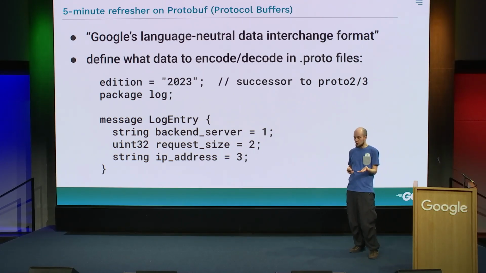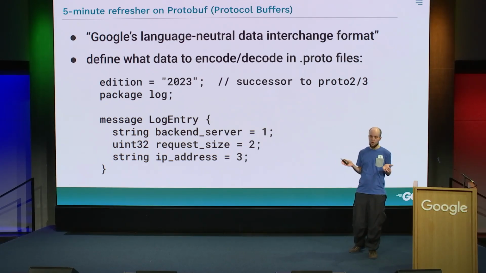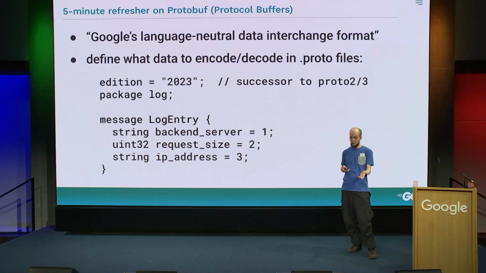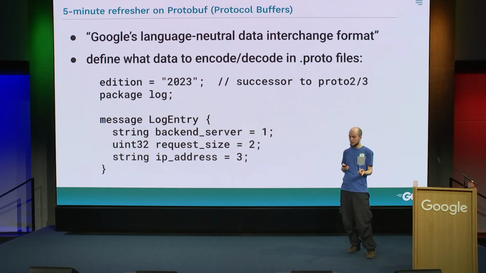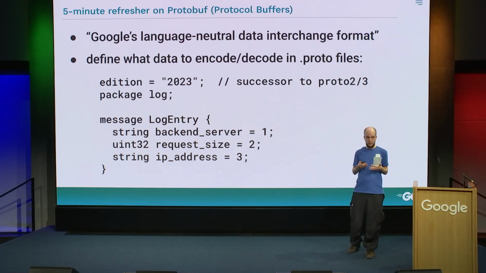Then we have a package log, which is for namespacing if you have many different messages. But in our case, we'll just have one simple message that we define as message LogEntry. You can see it has 3 fields. So it has a backend server, which handled the request. We have a request size and an IP address. And you can see that all of these fields are actually typed.